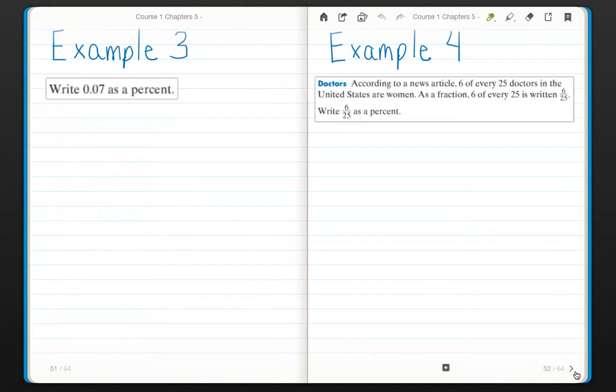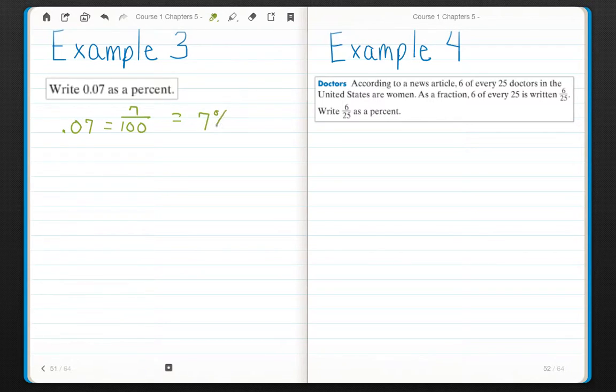Okay, let's take a look at example number 3. Now we're going to take a decimal and write it as a percent. Again, there are two options. Option number 1, we of course write the original problem, 0.07. I'm going to write this as a fraction first, which is 7/100, pronounced the same way, just written differently. Then the numerator, the 7, becomes my percent.